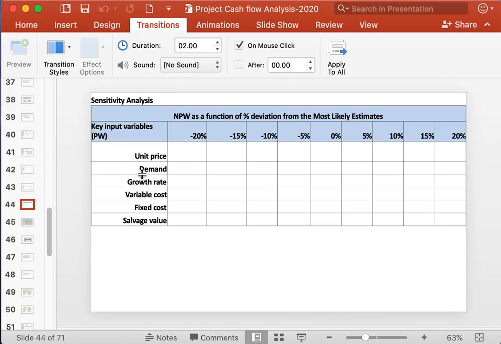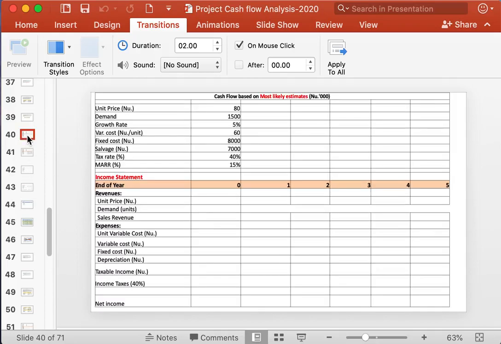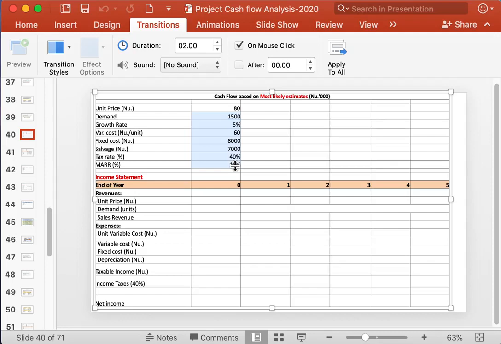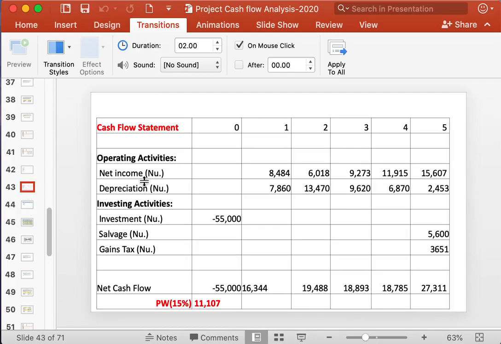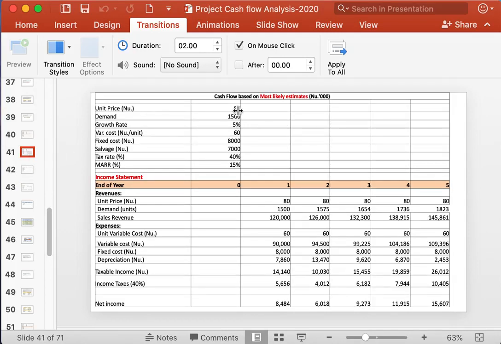But keep all other variables fixed without changing, but only change the unit price, which is 80,000, by decreasing it by 5%. So when you do that, when you decrease the unit price of 80,000 by 5%, then the unit price here will be changed. So 80,000 minus 5% of 80,000.